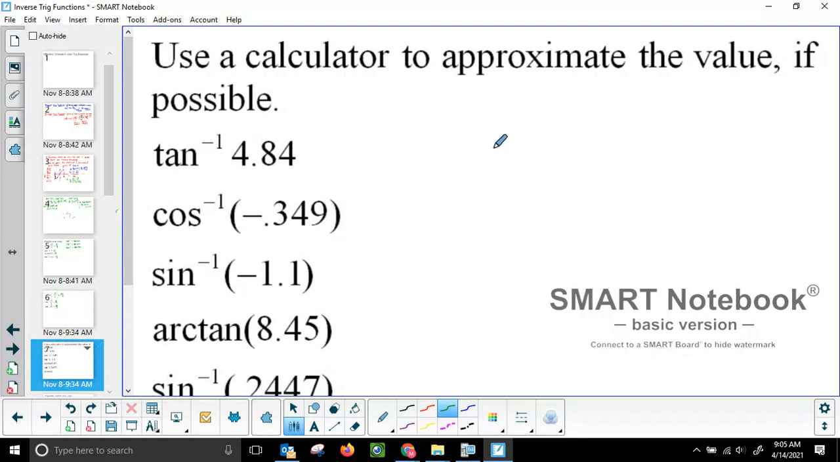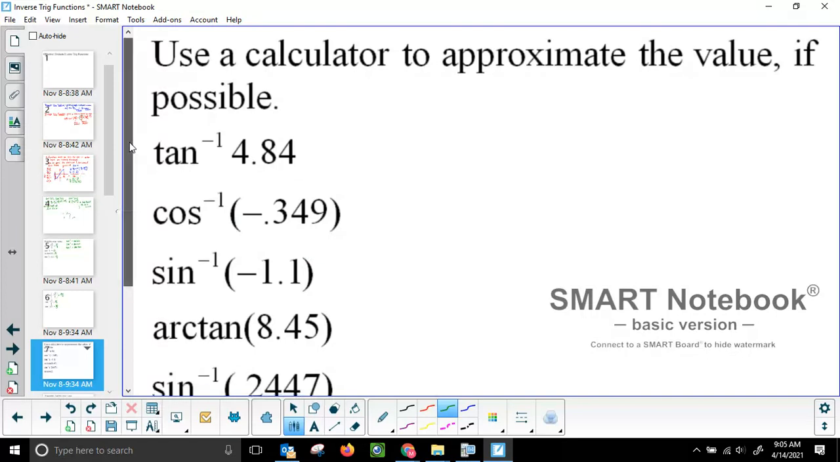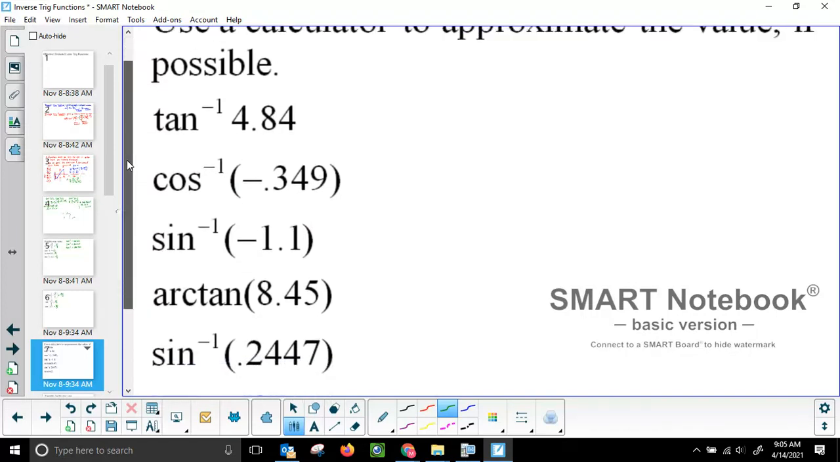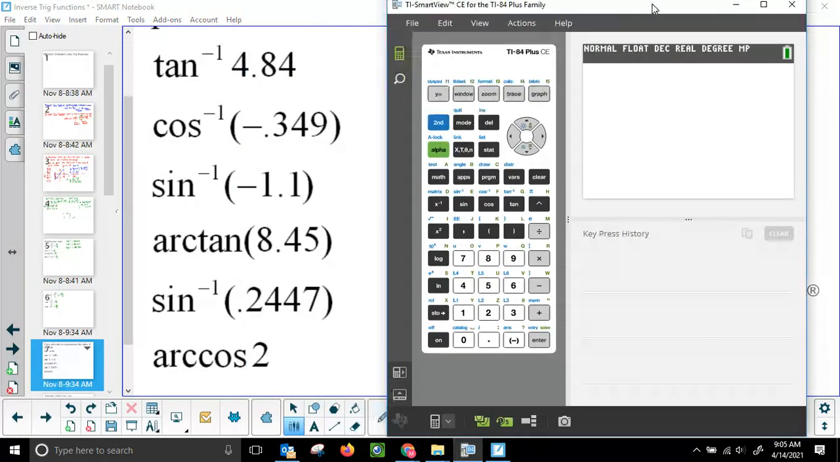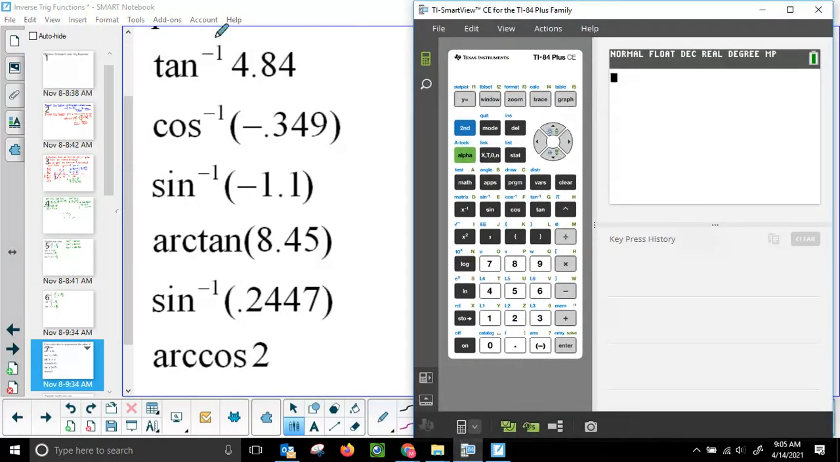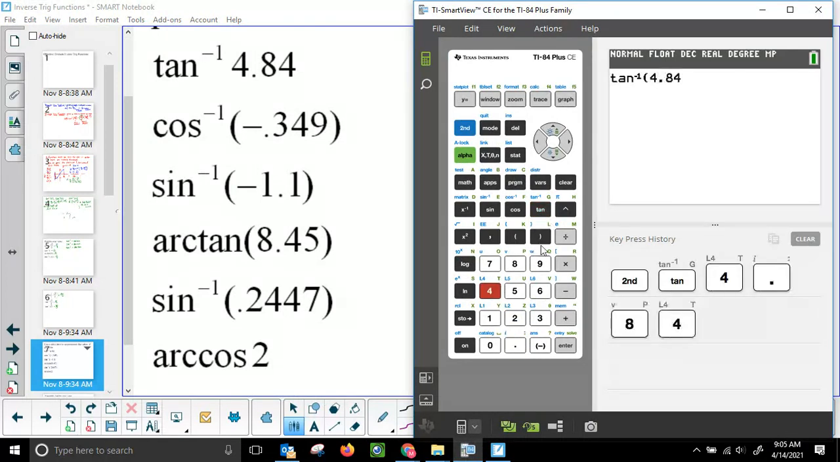Sometimes, in fact oftentimes, especially when we start diving more into law of sines and law of cosines, we'll be using our calculator a lot for this. So the calculator is, for the most part, pretty straightforward. I can literally type it in exactly like I see it. The inverses are in blue right above their regulars, right? So for inverse tangent, I just hit second tangent, and then we hit 4.84.